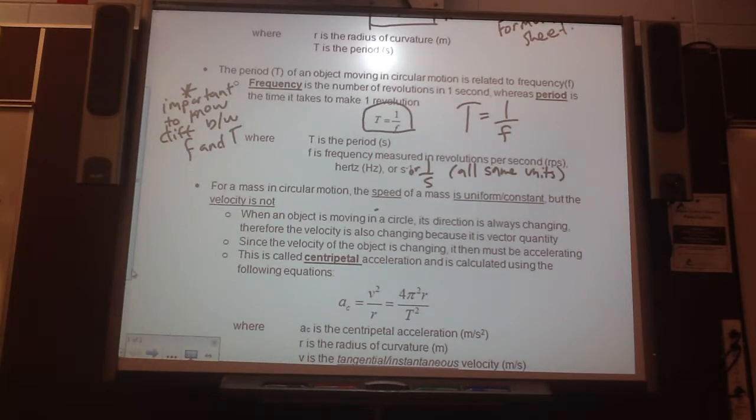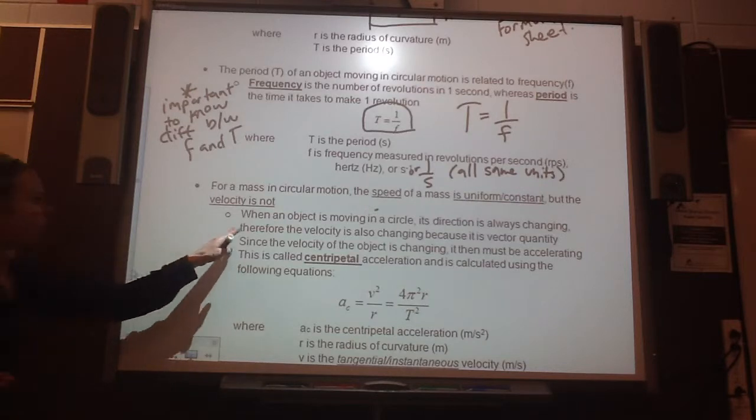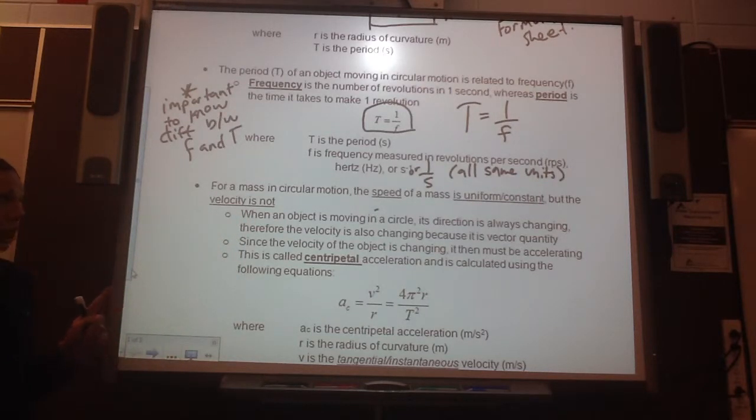Or maybe I should say our velocity is always changing, because velocity refers to magnitude and direction. So if our direction is changing, velocity changes. That means if our velocity changes, we must have acceleration, because the definition of acceleration is change in velocity. So that must mean that when things are moving in circular motion, they must have acceleration. And that's what I say here. When an object is moving in a circle, its direction is always changing. Therefore, its velocity is always changing because velocity is a vector quantity. Since the velocity of the object is changing, it then must be accelerating.